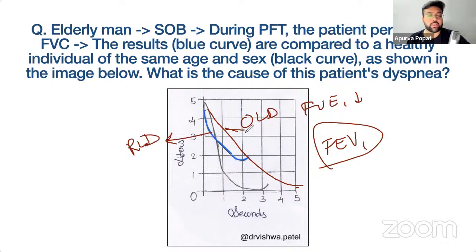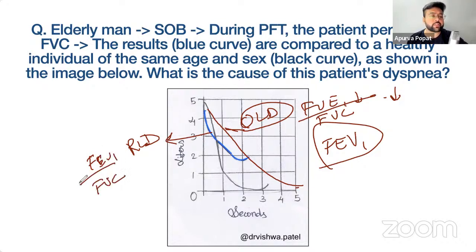Okay, the reason this red graph is obstructive lung disease: what happens to the FEV1 by FVC ratio in an obstructive lung disease patient? Decrease. The FEV1 by FVC ratio is very low, because of obstruction you won't be able to expire a lot in 1 second. In restrictive lung disease, your FEV1 by FVC ratio is high.